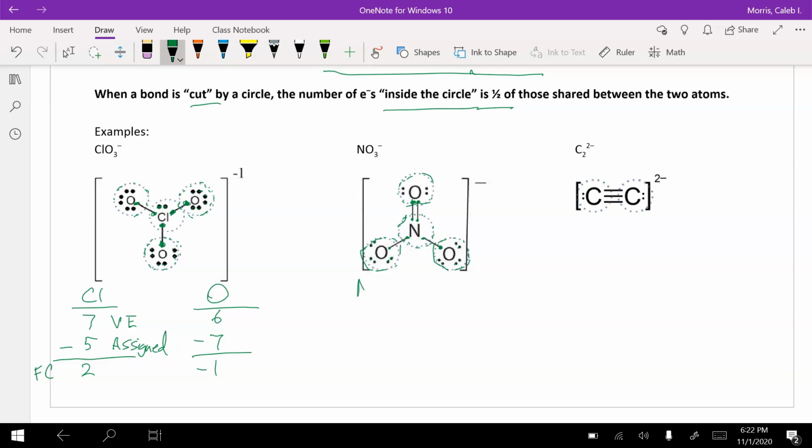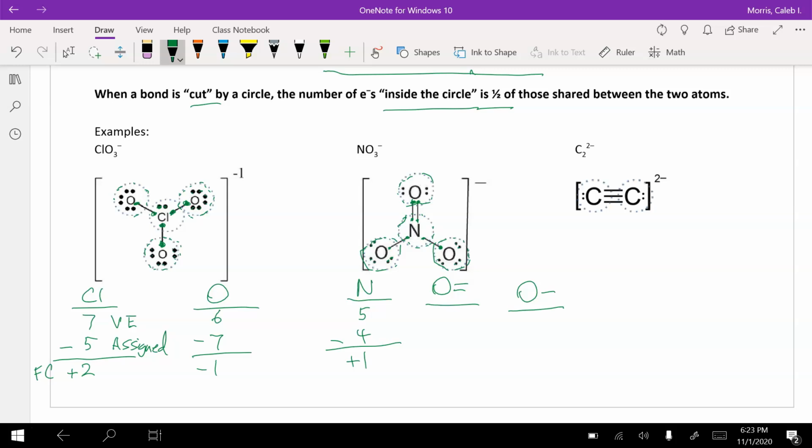Let's do nitrogen, and then we have oxygen in the double bond, and then we have oxygen with a single bond. You've got a couple different things. Nitrogen is in group 15, so it has 5 valence electrons, minus 1, 2, 3, 4, minus 4 assigned electrons, gives us a formal charge of +1. By the way, it's a good idea to label whether it's positive or negative.